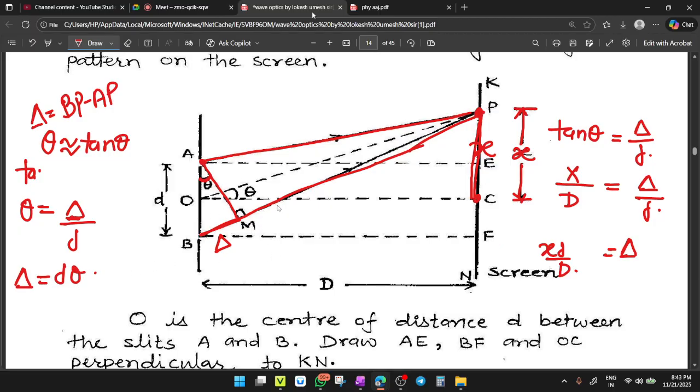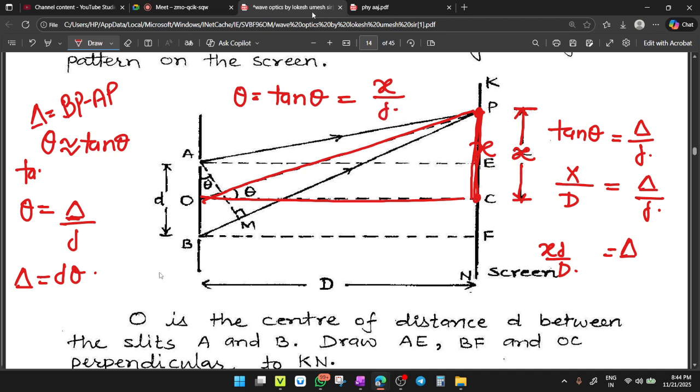Clear? Now theta is again equal to tan theta. Now come to this triangle, making an angle theta here. Check this triangle in terms of the position x. So tan theta equals perpendicular, here x, upon base, here capital D. So place the value of tan theta in the path difference d into theta. The value of tan theta is x upon D, so this equals small d x upon capital D. That's why we get the value dx by D.